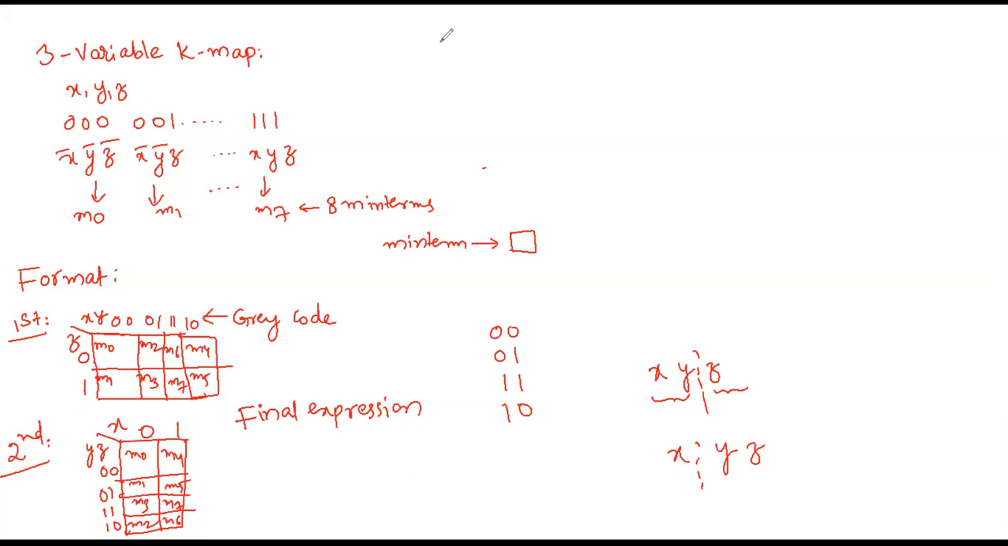Sir, can we take XZ and Y? No, the sequence should be followed. X, Y, Z. In this sequence only, you take whatever combination is possible. But you should not take X, Z on one side and Y on one side. Okay, sir.